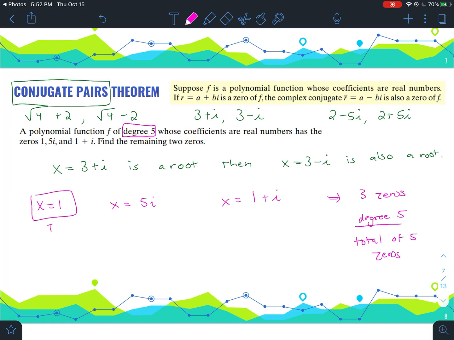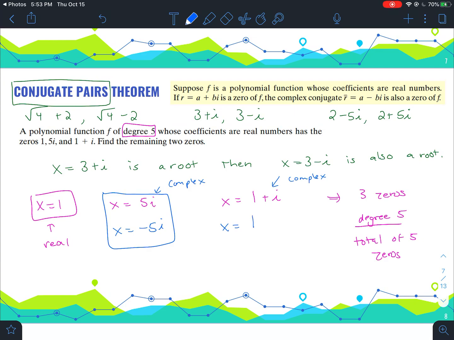Well, x equals 1 is a real solution, so that's the only one that goes there. But x equals 5i is complex or imaginary, so that means its conjugate should also be a zero. The conjugate of positive 5i is negative 5i. So negative 5i and positive 5i will both be zeros or roots of this. And then again, 1 plus i is complex or imaginary.